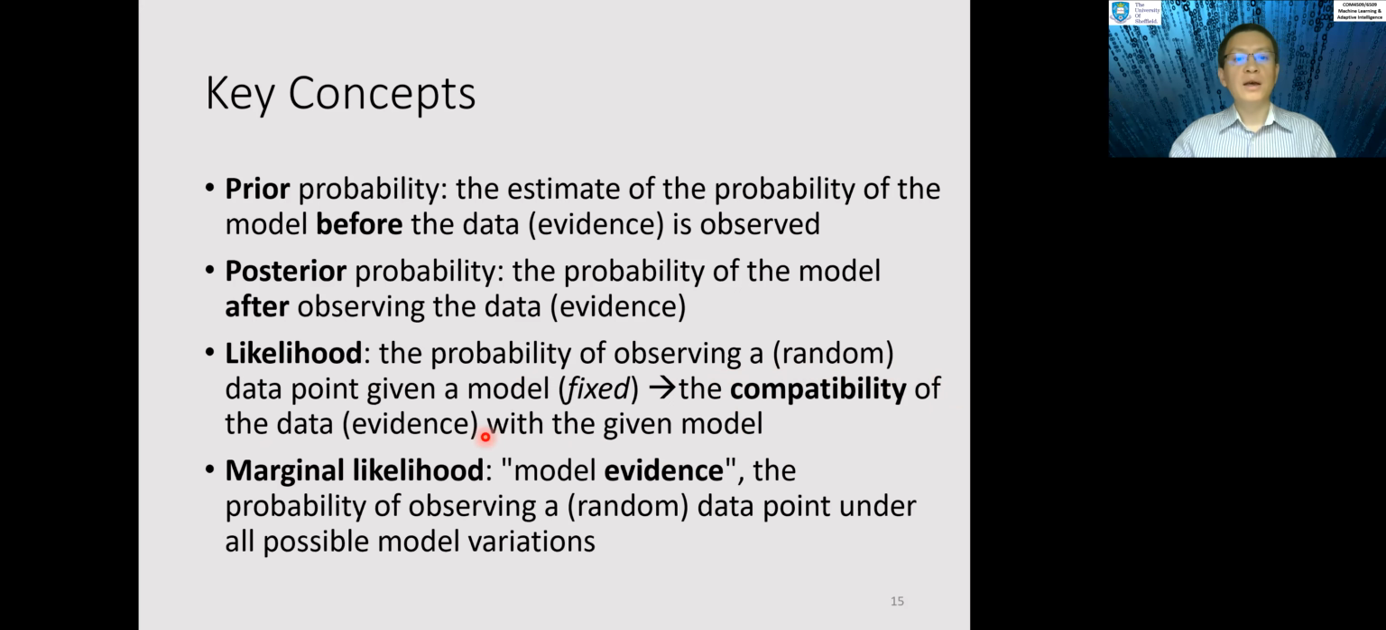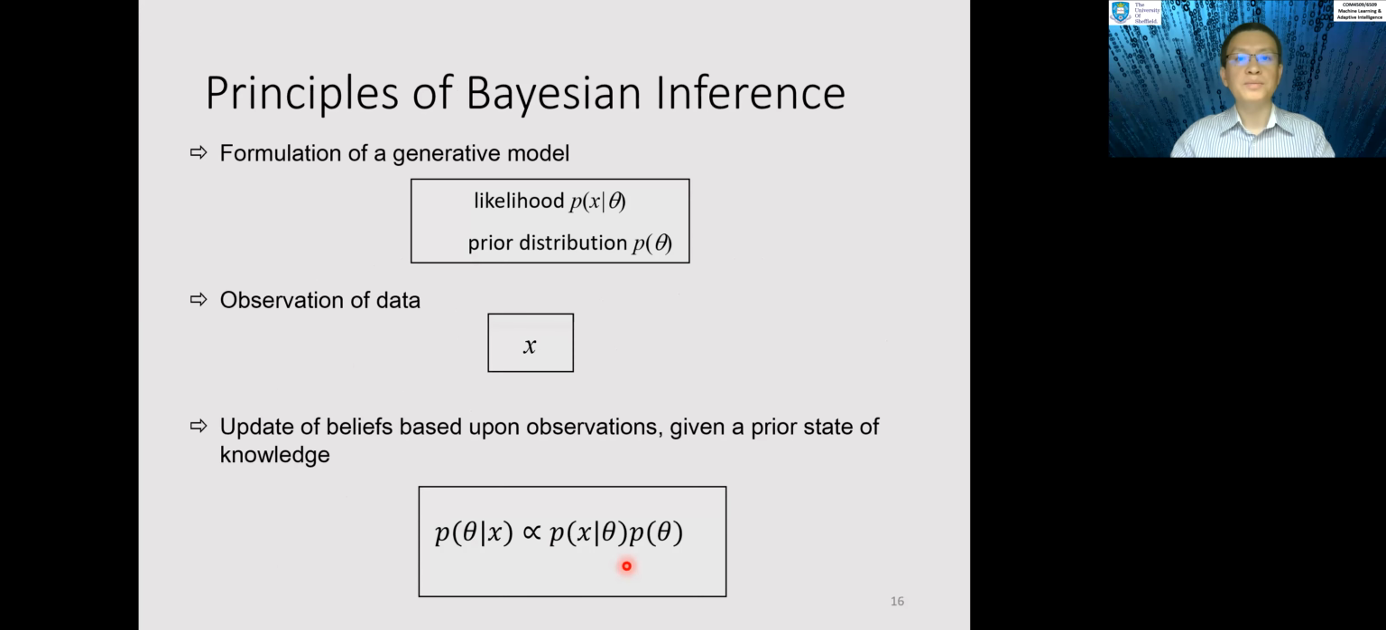And lastly is the marginal likelihood, which is also called model evidence or just evidence. This is the probability of observing a random data point under all possible model variations. We will call it evidence mostly in the remainder of this lecture.